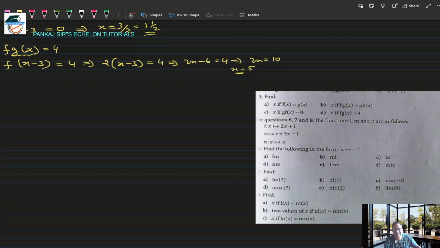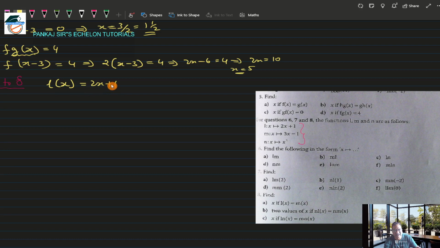Now for question numbers 6, 7 and 8, the functions are L, M and N, and these functions are defined here. So these are the functions that you have to consider. Let me write that from question number 6 to question number 8. The first one is L of x, which is 2x plus 1.